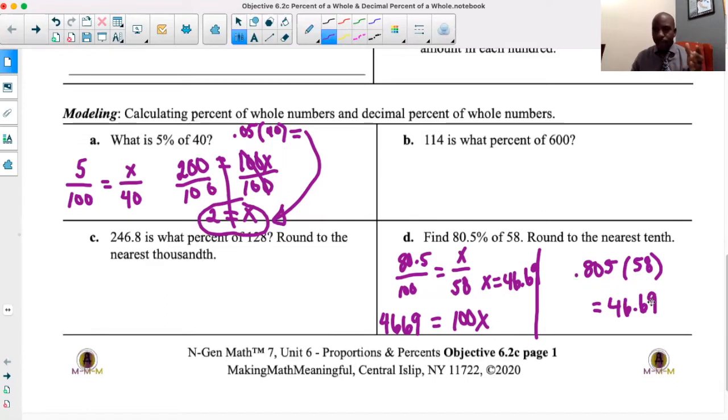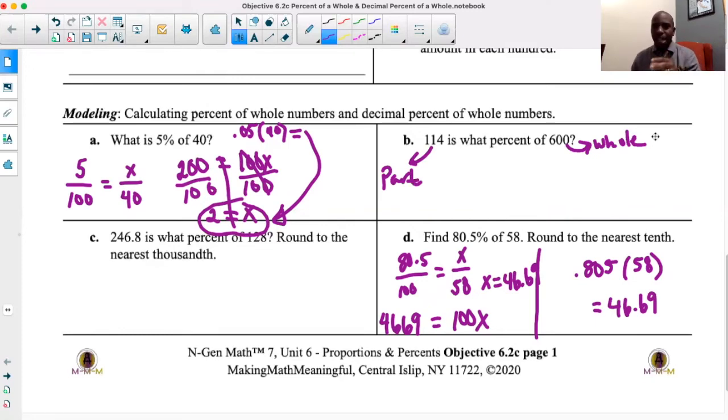Did you catch that? Which one is the part? Which one is the whole? I'll say it again. 246.8 is what percent of 128? Notice the words are similar to that of B. Whereas in B, we said that 114 was the part, and we said that 600 was the whole. Look at the wording. 114 is what percent of 600?